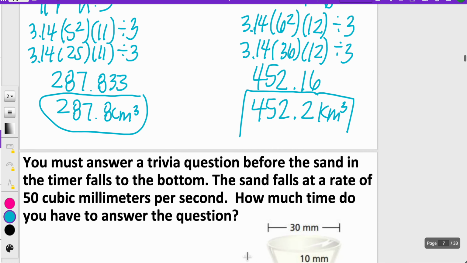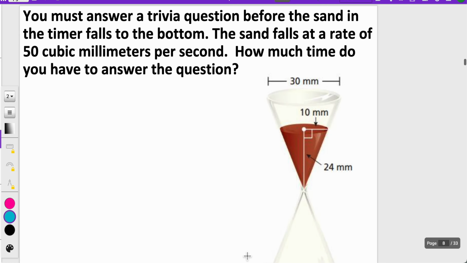We have 2 more questions, and these 2 are both word problems, so let's go ahead and try these. You must answer a trivia question before the sand in the timer falls to the bottom. The sand falls at a rate of 50 cubic millimeters per second. How much time do you have to answer the question?